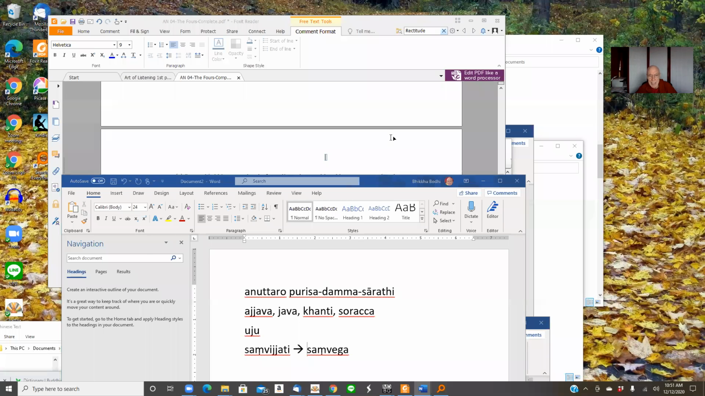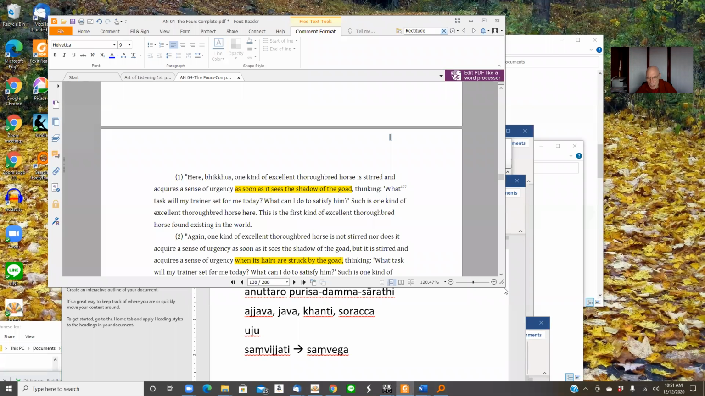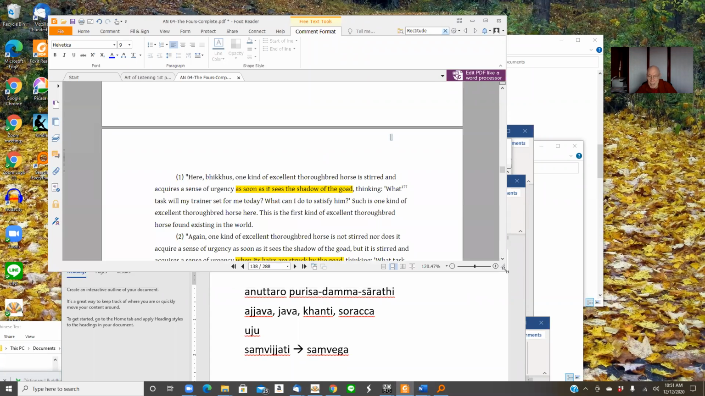So samvega is, in the Buddha's training, an extremely important quality, because this is a quality, as we're going to see, that motivates a person to enter the Buddha's path. And I would say the opposite of samvega. So in English, we don't have a very good word to translate samvega. So I use a makeshift construction, the sense of urgency.